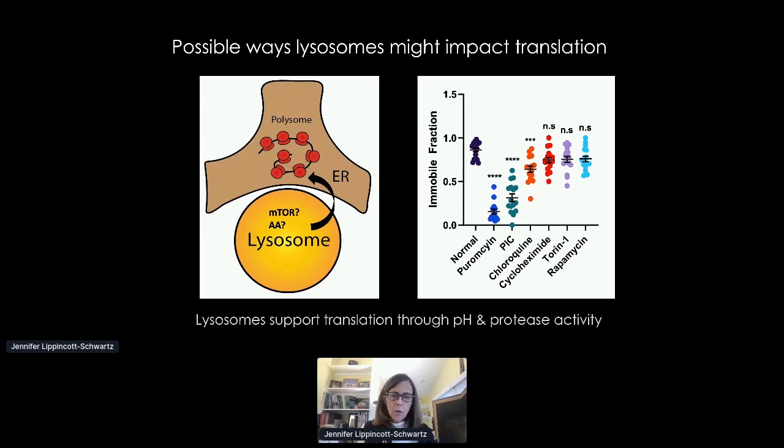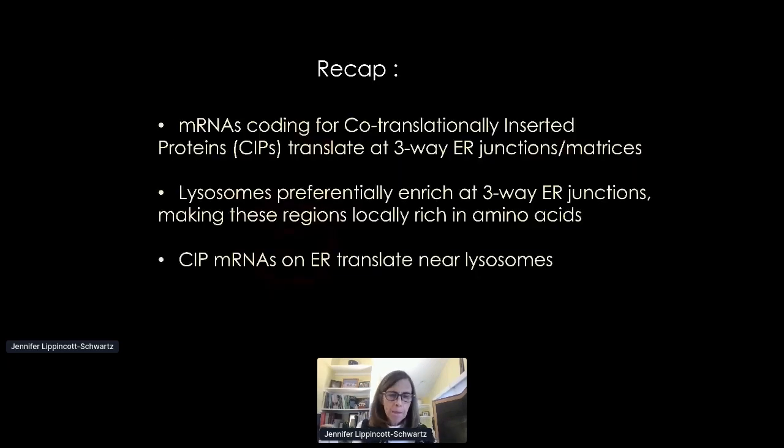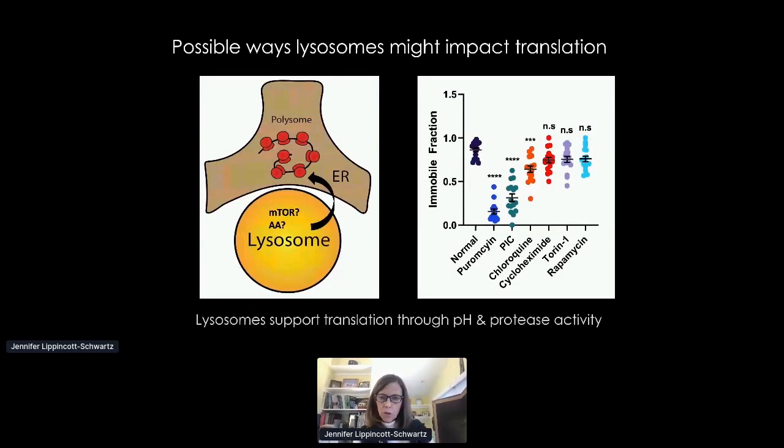So we looked to see whether any of these, by disturbing either mTOR association or blocking amino acid release by adding a proteolytic cocktail, might perturb the extent to which we're getting translation. And what our data suggests is that lysosomes are supporting translation through pH and potentially proteasome activity, where they'd be releasing amino acids to allow more efficient translation at these three-way junctions.